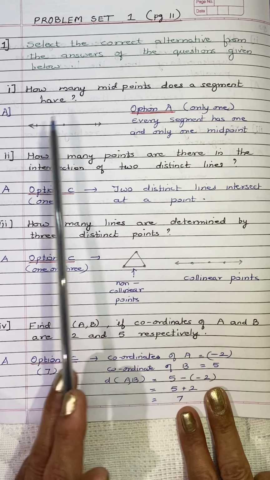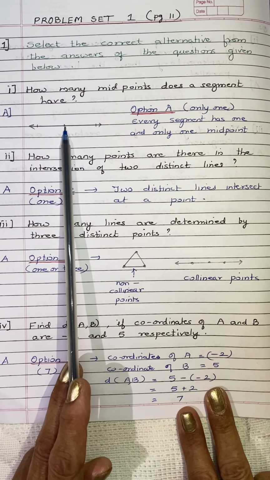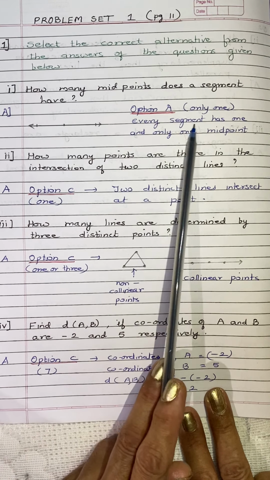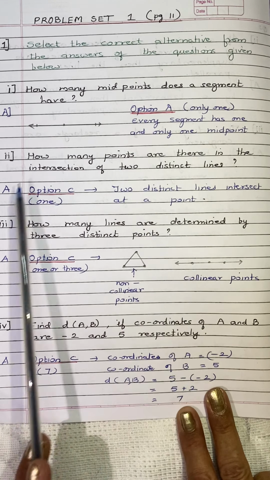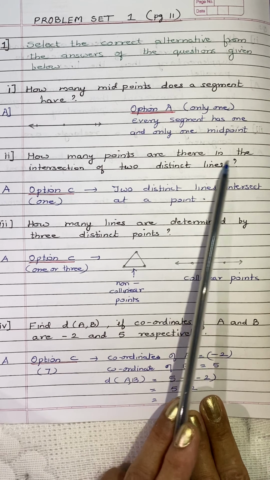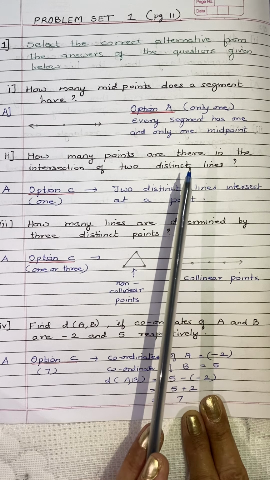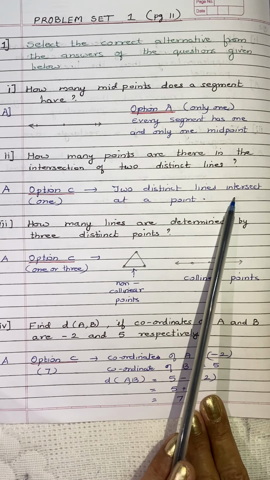Option A, only one. If you look at the segment, we have only one midpoint. This midpoint divides the segment into two equal parts. So every segment has one and only one midpoint. How many points are there in the intersection of two distinct lines? Two distinct lines intersect at a point.